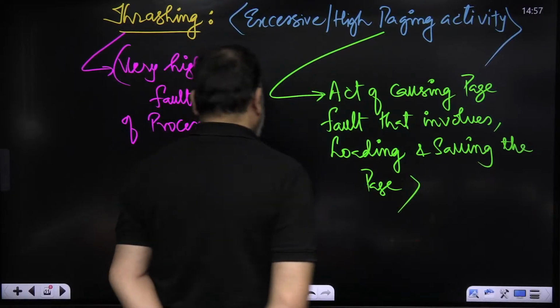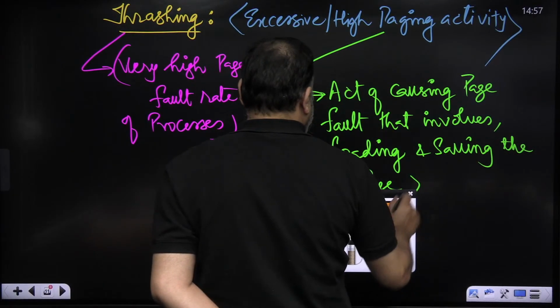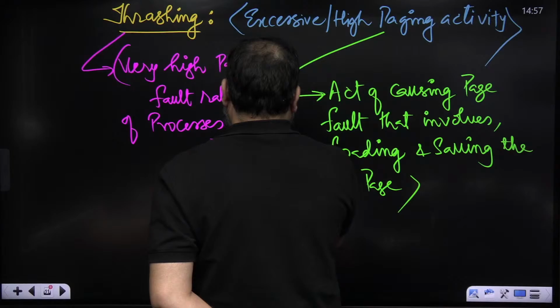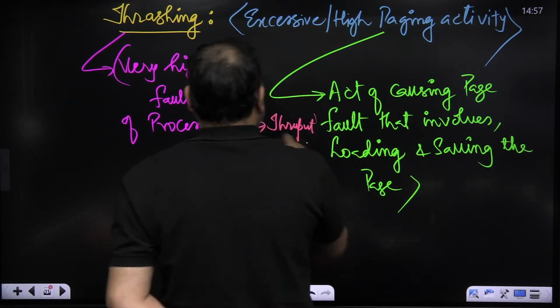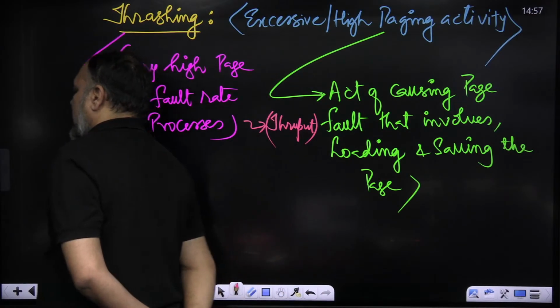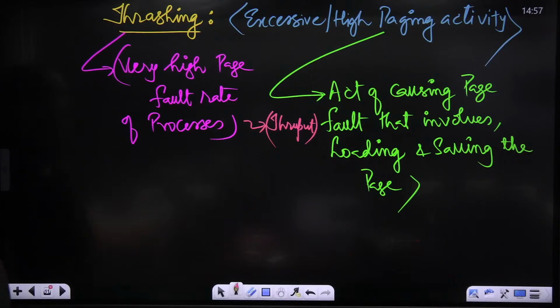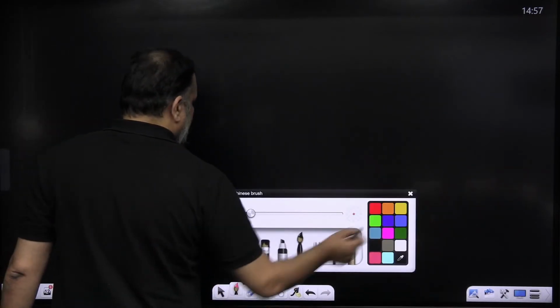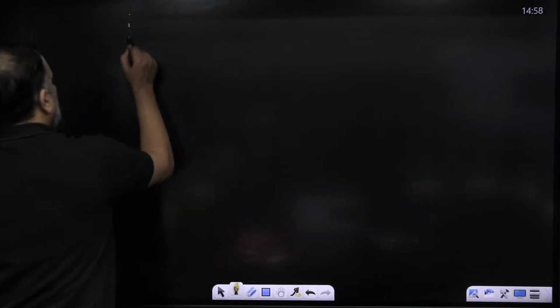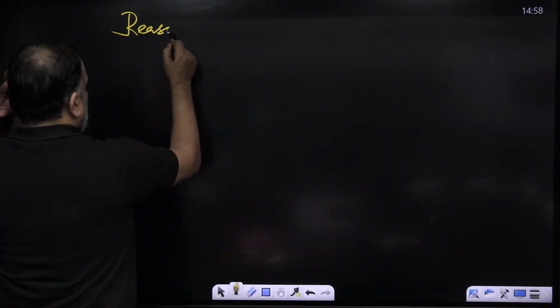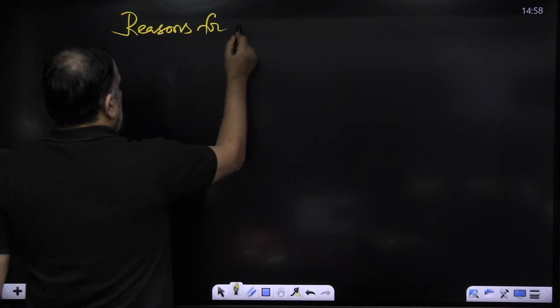So therefore it is going to have an impact. Thrashing will have an impact on the throughput or efficiency. Throughput or efficiency पे impact होगा. So therefore thrashing like deadlock is undesirable and we must have strategies for dealing with thrashing. Strategies discuss करने से पहले we have to see what are the causes for thrashing, reasons for thrashing.